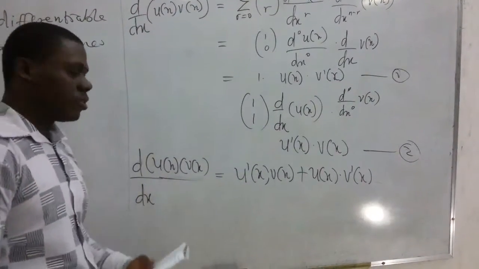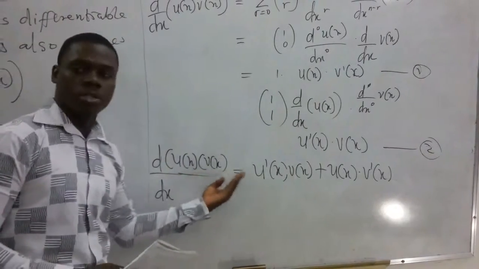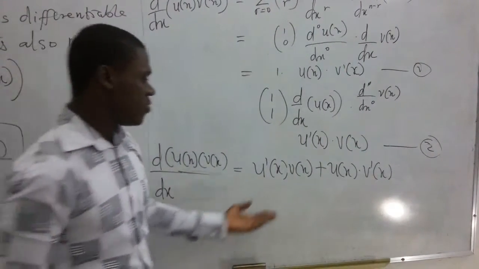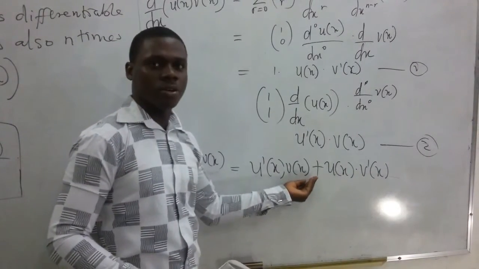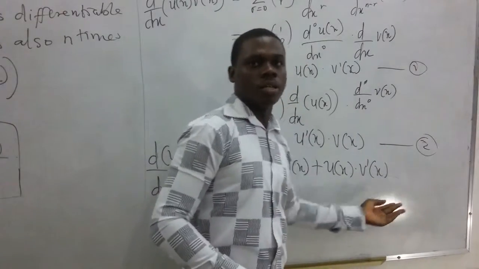And from differential calculus, you realize that when the two functions are multiplying and you want to find the first derivative, you differentiate one first, holding the other one constant. Then we hold the other one constant and differentiate the other. And that is the case.